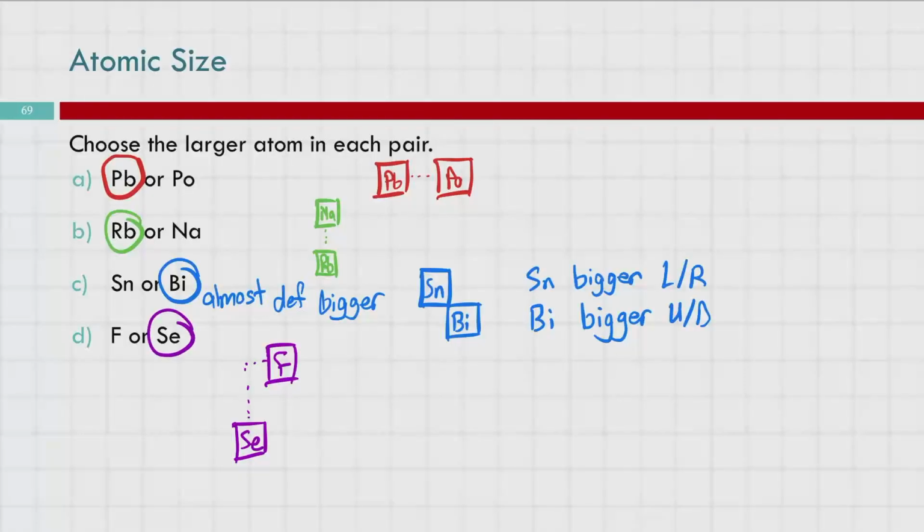It is going to be SE. It's bigger in both directions. It's further to the left by one column, and it's down 2 rows, so it's definitely bigger. Questions about figuring out those sizes?